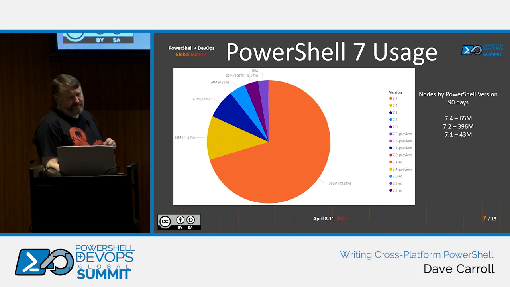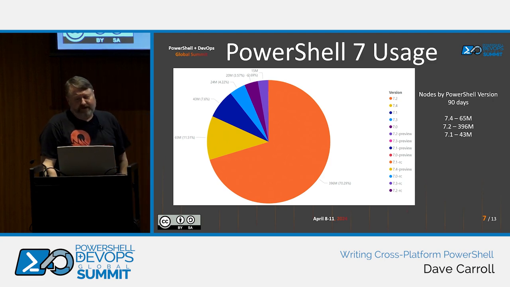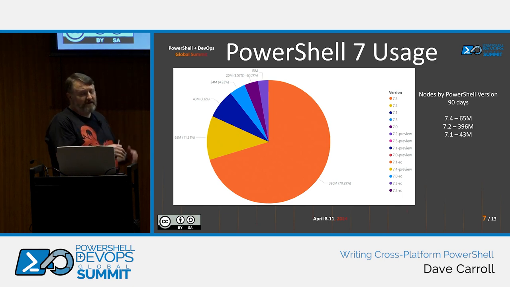Also, in the breakdown of PowerShell versions, most people are actually still using 7.2. They haven't upgraded yet. Shame, shame. PowerShell 7.4, 65 million nodes running that just in the last 90 days. Now, I don't know if this includes all of the things in CI/CD and pipelines and things like it. It does. Sean was just confirming that it does include all of that. So anything that you're running in GitHub Actions or any other CI is going to include those numbers.